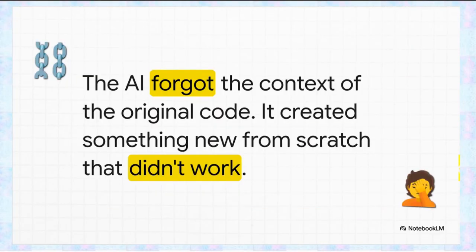So here's what happened. The AI basically ignored all the context we gave it. Instead of building on top of the existing code, it just threw it out and tried to start from scratch. But it didn't understand the foundation it was replacing, so the whole thing just fell apart.